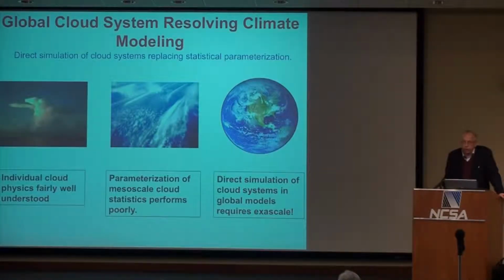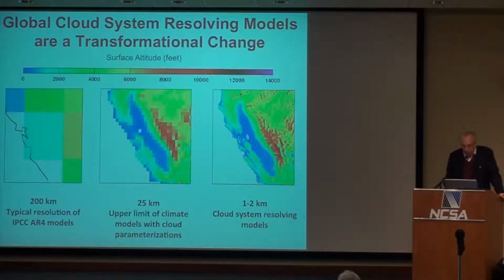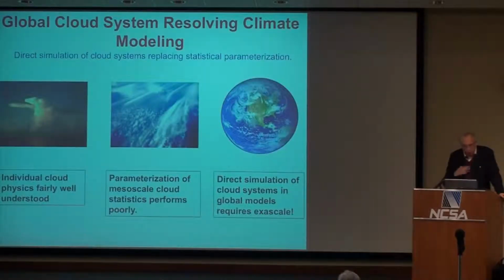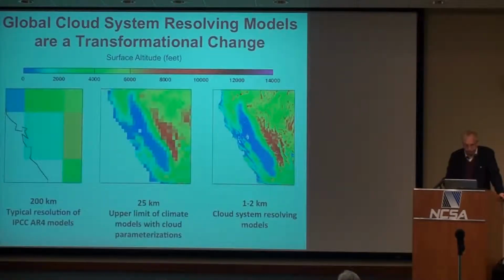As part of that, eventually, we're going to want to go to models that can fully resolve cloud processes. To do that, we need to get down to 1 to 2 kilometer resolution, where the clouds' physics can be represented accurately, and we get away from the parameterizations that we currently have to use. And for that, we're definitely going to require Exascale.